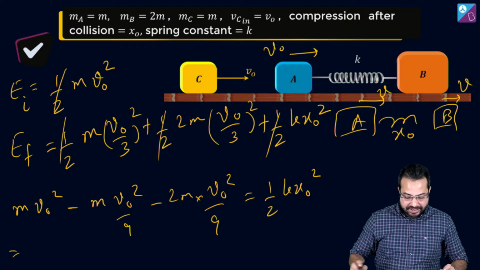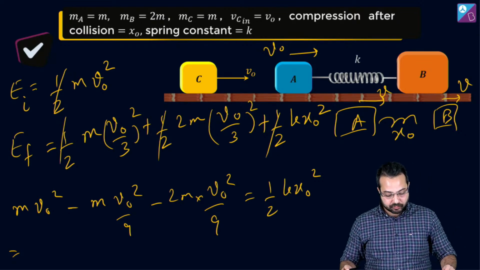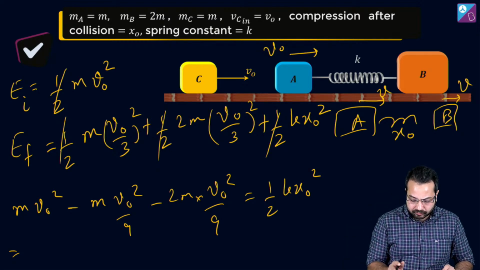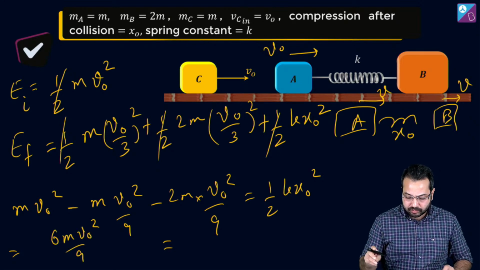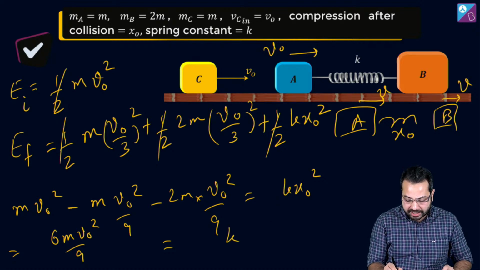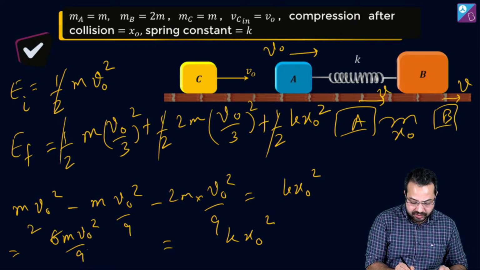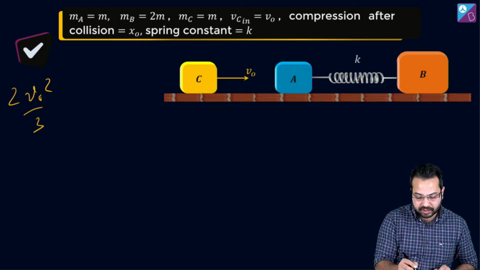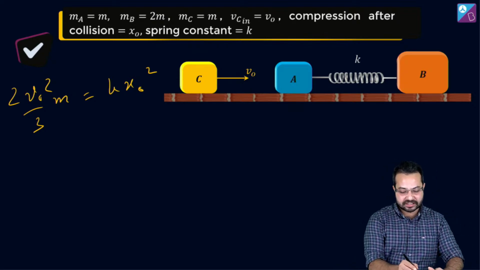Okay, so what do we get over here? So this is going to become 3 v naught square by 9. We take 9 as LCM, and then what we are going to get? 9 minus 3 is 6, so 6 m v naught square upon 9. This is equal to, oh, half is gone, so it is only going to be k x naught square. Okay, so 3 two times and 3 times. So what do we have finally? 2 v naught square upon 3 into m is equal to k x naught square. Okay, so this is the final thing that has come.